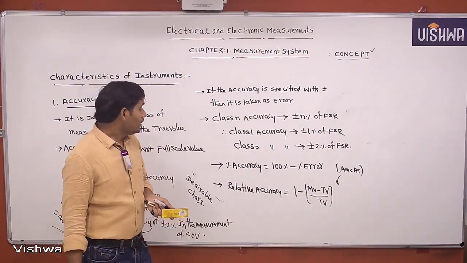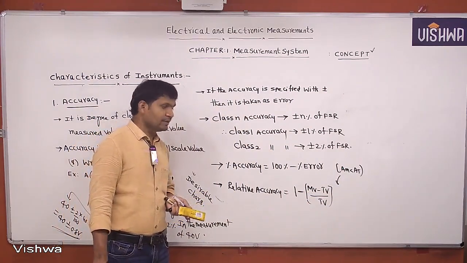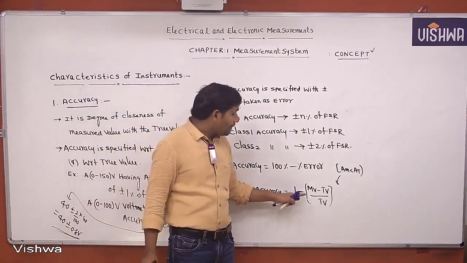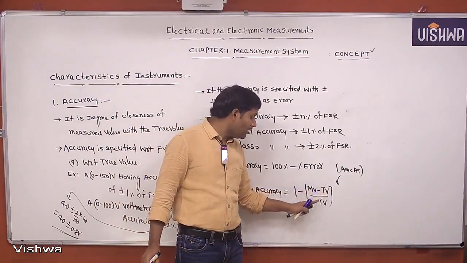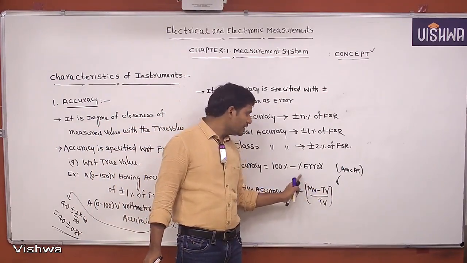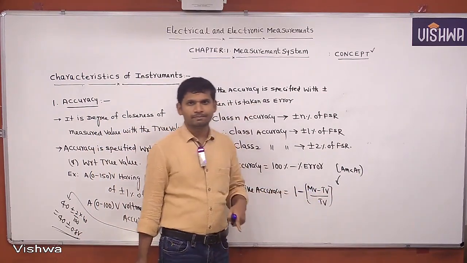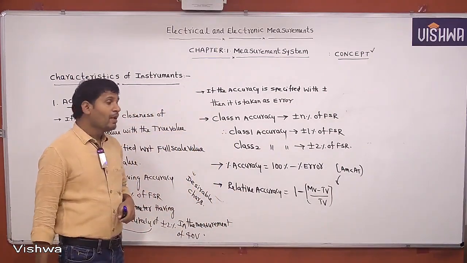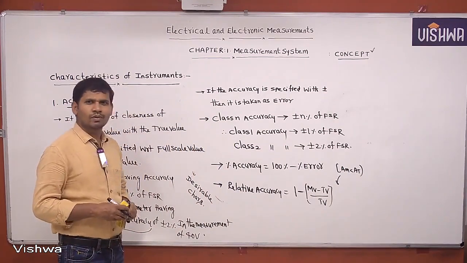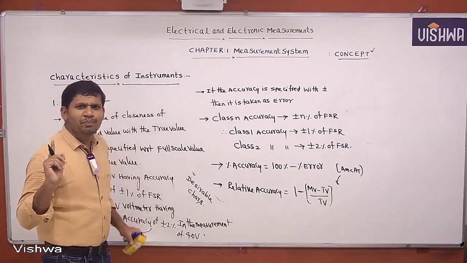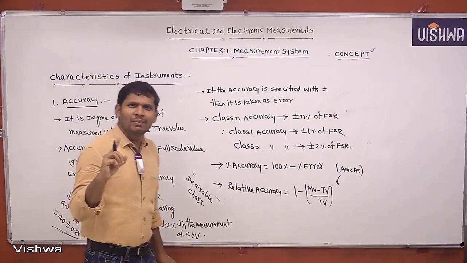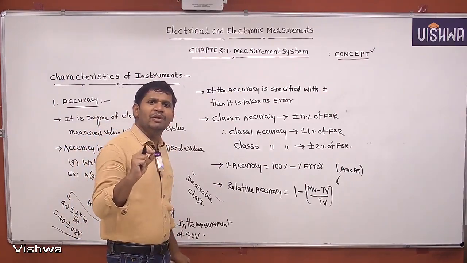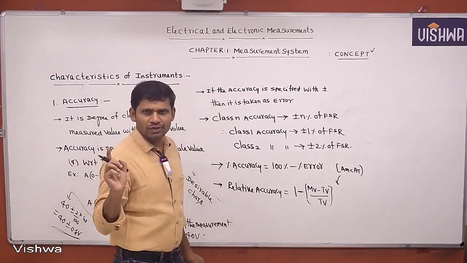Understood? Okay. This we can define as accuracy: 1 minus measured value minus true value by true value. This is relative accuracy. But one more point to remember. Only accuracy is improved by using the calibration process. The remaining characteristics cannot be improved by using the calibration process.